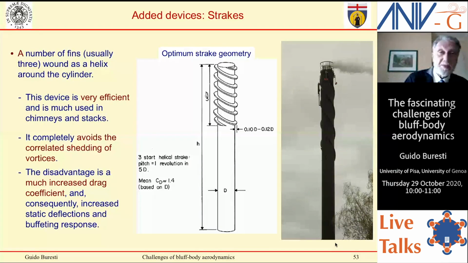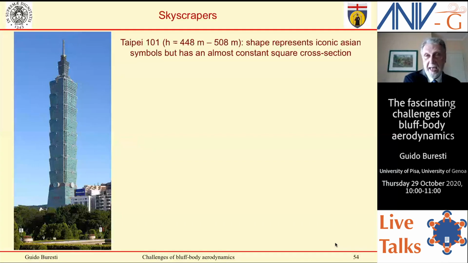You remember the skyscraper? We started with a skyscraper. And this is the famous Taipei 101. And its shape, okay, it represents what they say are iconic Asian symbols, but has an almost constant square cross section. Actually, it's not exactly constant, but vortex shedding is very treacherous. So you see, the variation in cross section is not enough to avoid vortex shedding at a mean frequency, say, given by the mean diameter, the mean shape.